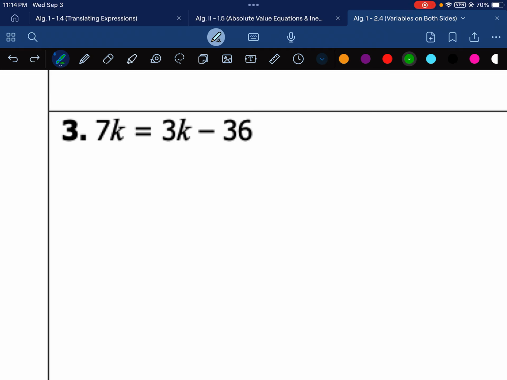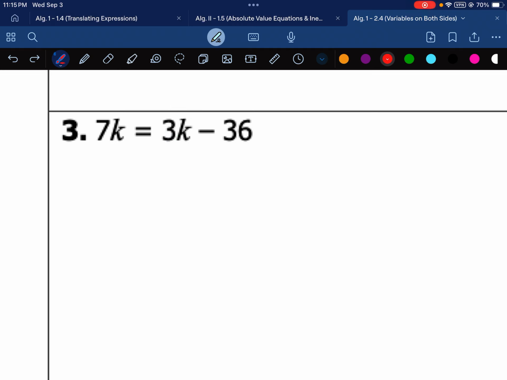So even if this were to be bigger, like let's say this was 10k, I would still prefer to move the 10k in this problem because it moves it away from the side that has all the numbers. So there's only variables on one side, only numbers on the other. So my preference there for keeping it positive would be trumped by trying to make sure that I have my variables and numbers separate as quick as possible.